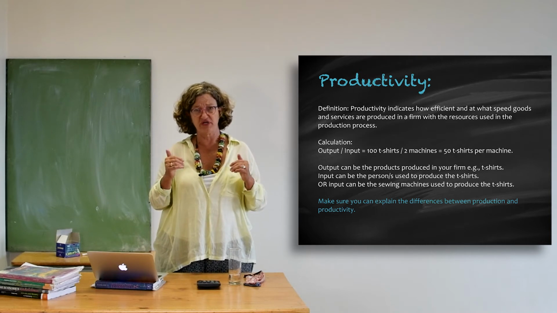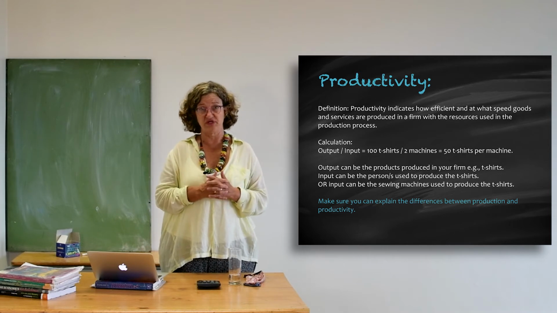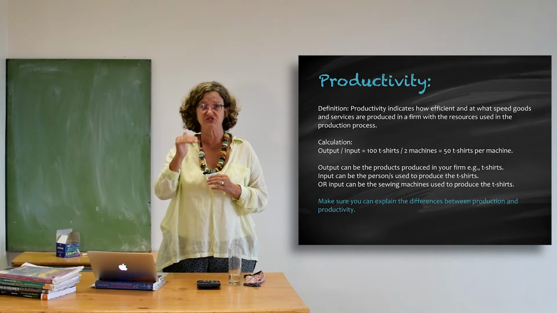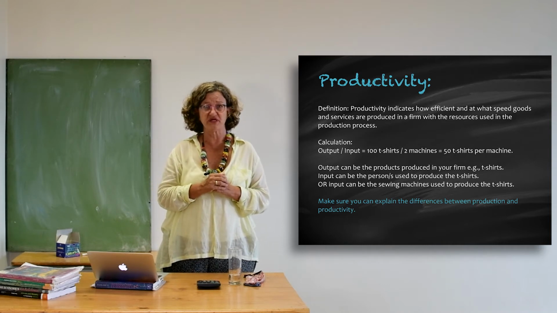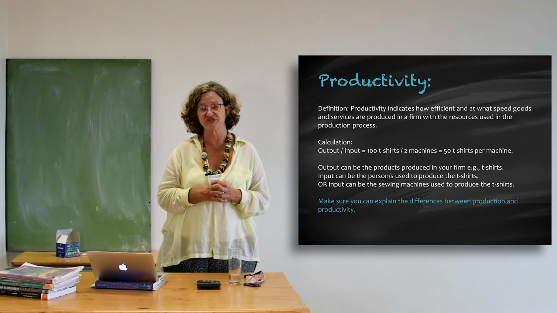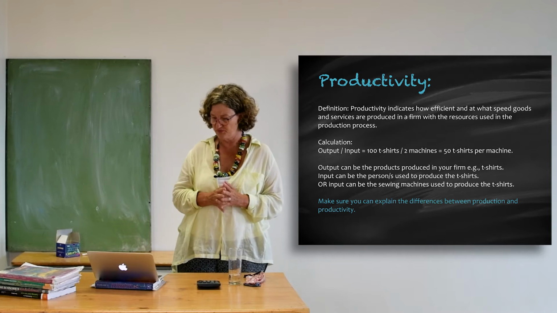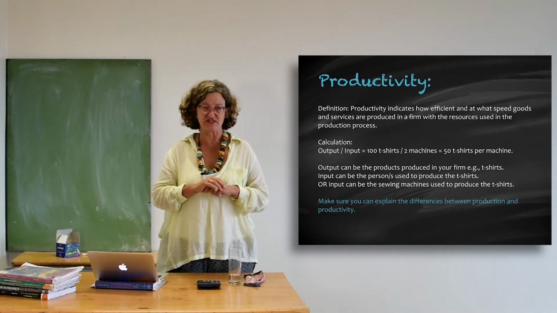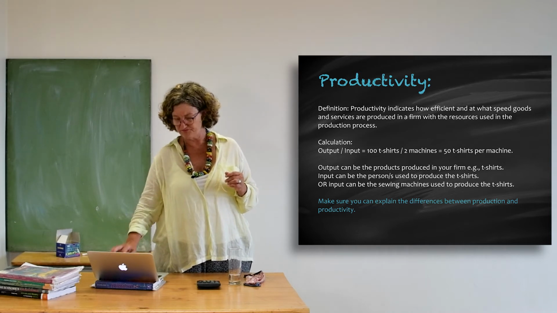So if we calculate the productivity of the people that work in the production process, it will be the output of 100 t-shirts. And if you say we have 10 people working there, then you say the productivity per person is 10 t-shirts per person per week. Remember, the input can be any of the factors of production: land, labor, or capital.